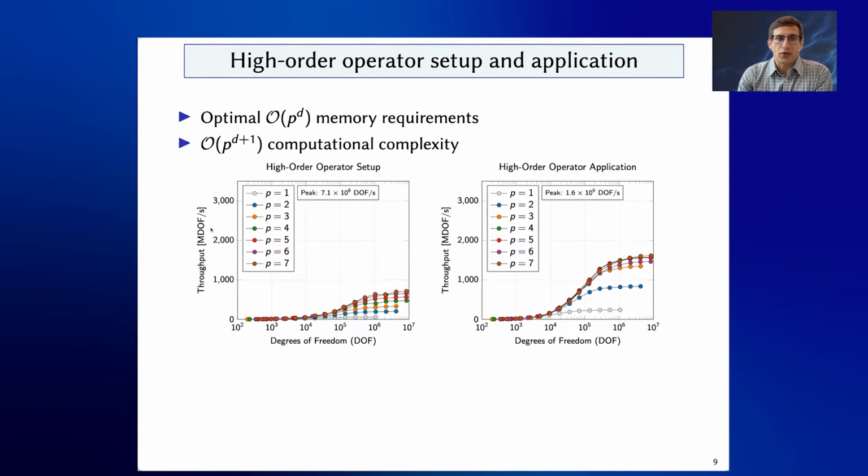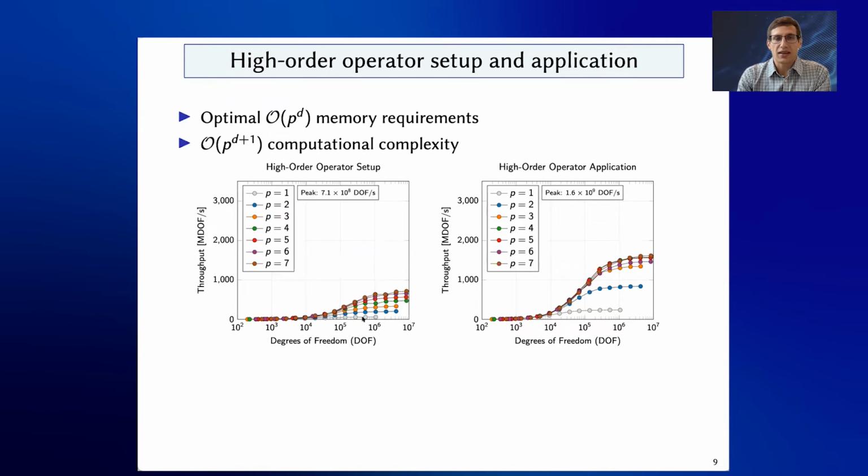On the y-axis is throughput, millions of degrees of freedom per second. So higher is faster. This is a measure of how big the problems are that we can process in our kernels per second. And on the x-axis, it's degrees of freedom. So this is problem size, basically H refinement, and the different curves are different polynomial degrees.